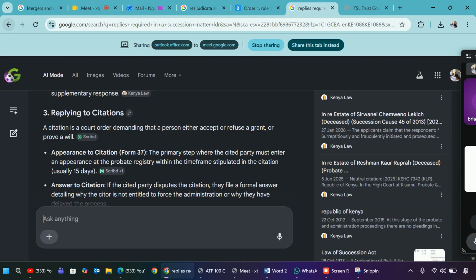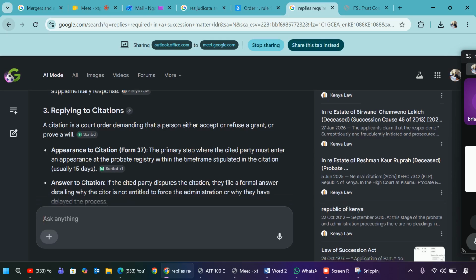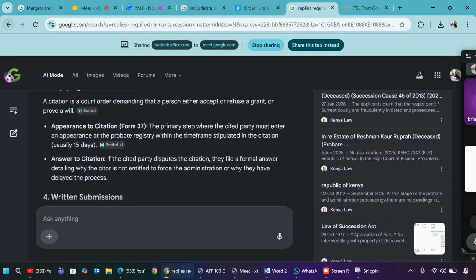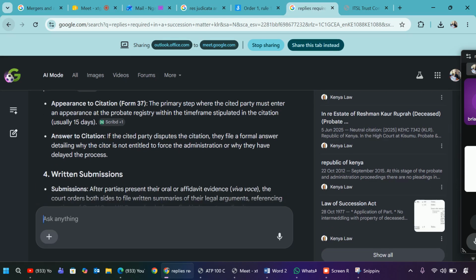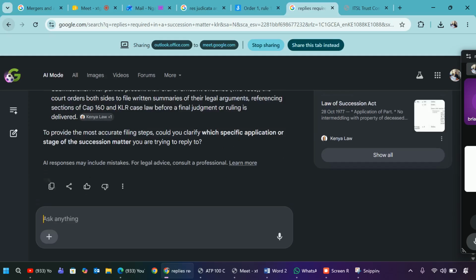A citation is a court order demanding that a person either accept or refuse a grant or prove a will. You first have an appearance to citation, Form 37. This is the primary step where the cited party must enter an appearance at the probate registry within the time frame stipulated in the citation, usually 15 days. Then you do an answer to citation. If the cited party disputes the citation, they file a formal answer detailing why the citor is not entitled to force the administration, or why they have delayed the process.